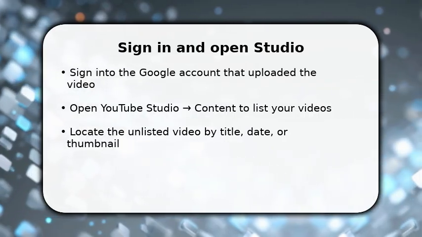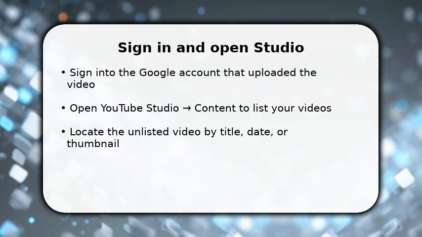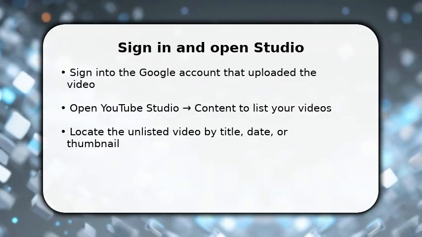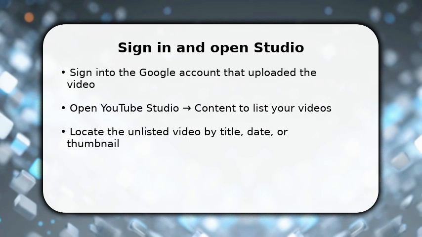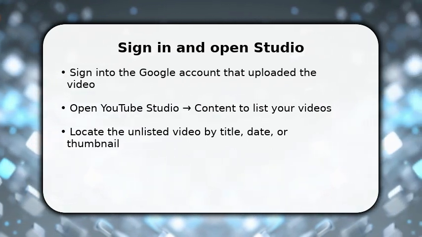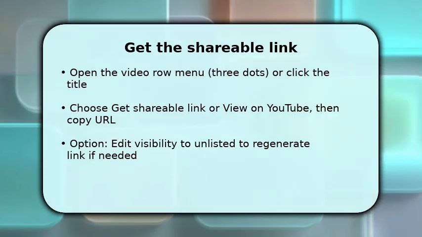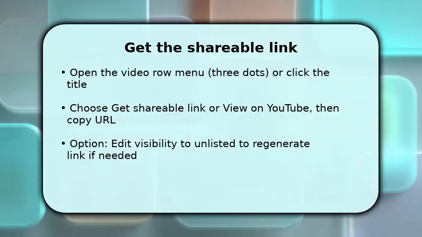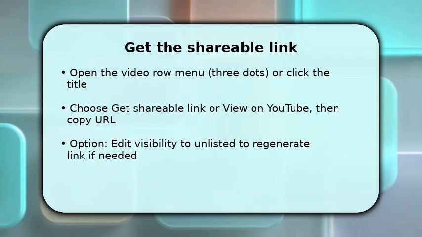Don't click random menus yet. You'll use the row controls in the next step to reveal the shareable link directly. Now that you've located the file, click the three-dot row menu or open the video details page. Select Get Shareable Link or View on YouTube and copy the URL from the address bar.